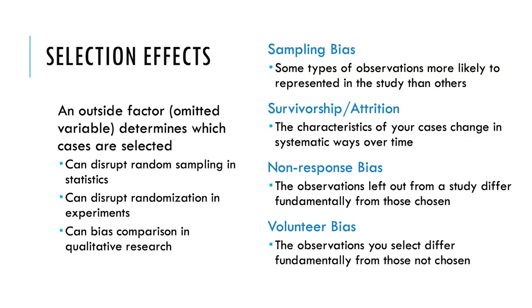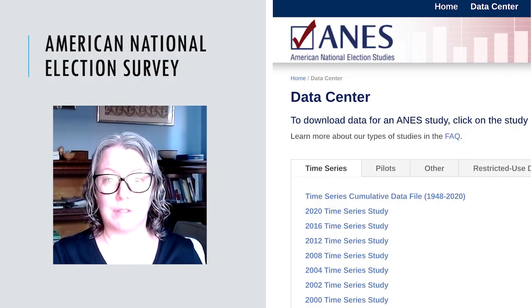There are many types of selection effect beyond sampling bias, which is what we just discussed. Sometimes the bias isn't obvious or is the result of a decision made by the researcher. For example, there might be attrition in cases. Sometimes not all research subjects survive. This matters in longitudinal studies.